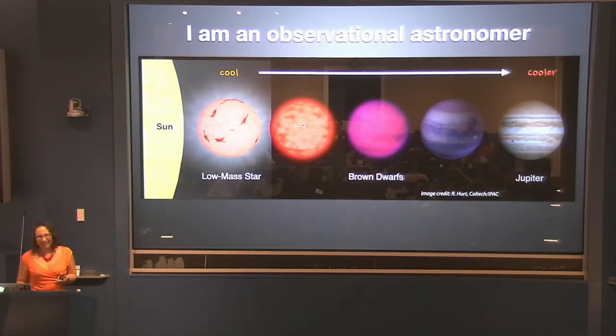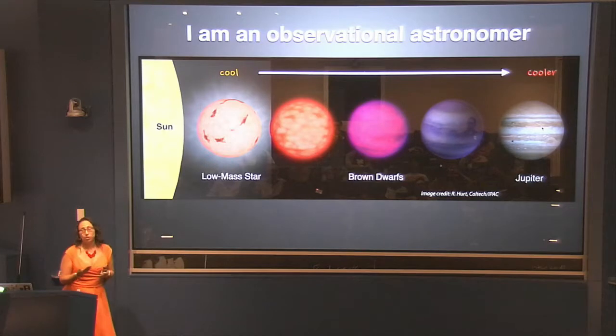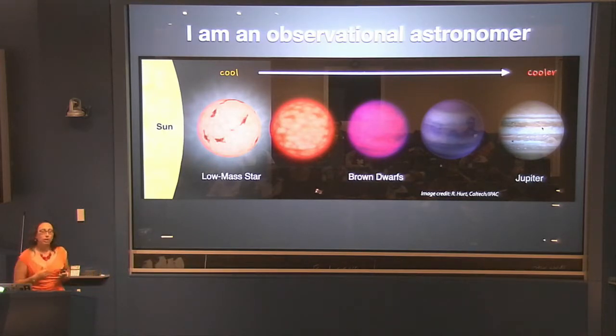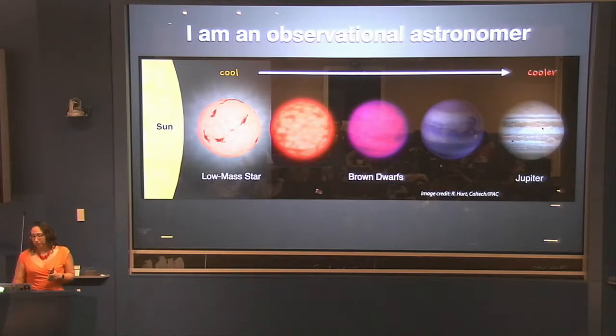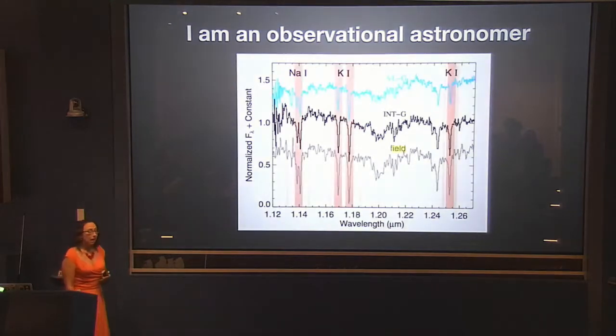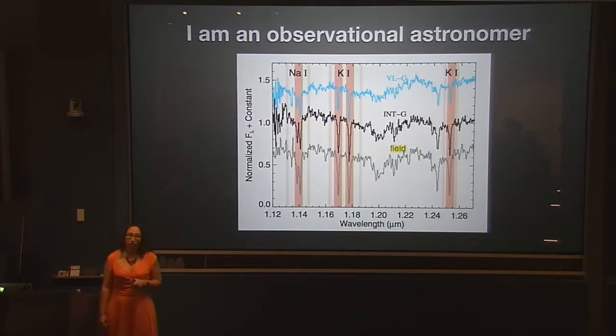So they have cloud layers and probably a lot of the similar cloud properties that Jupiter has, but at higher masses and hotter temperatures. So clearly I don't study the cartoon versions. I'm a spectroscopist, an optical and near-infrared spectroscopist.